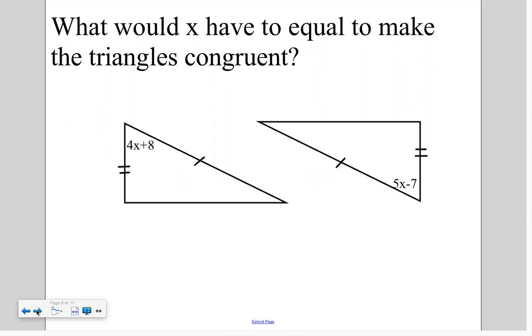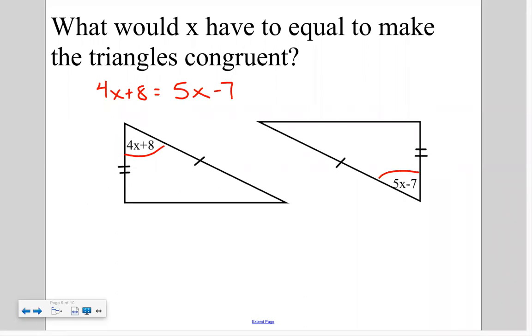All right, last one here. What would x have to equal to make the triangles congruent? So I see two pairs of sides that are congruent. And the angle in between them over here is 4x plus 8, and over here is 5x minus 7. Now, if we assumed them to be congruent, then those two angles would have to be equal. All right? So if we assume them congruent, meaning they're equal, that means that we can set 4x plus 8 equal to 5x minus 7. Right? So this situation would have to be true for the triangles to be congruent. Now we can solve for x, and that will give us the value of x that makes this true.